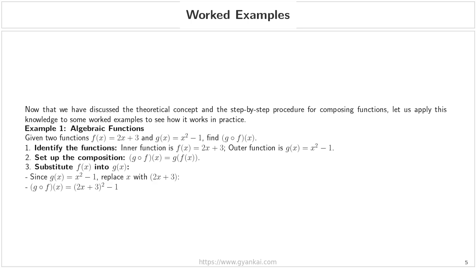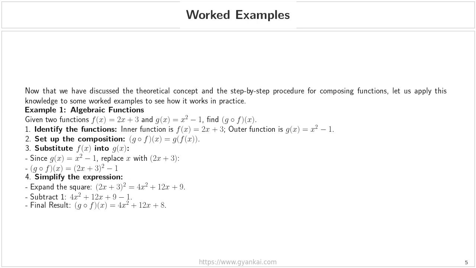Moving to step 3, we perform the substitution. Since the outer function g of x is x squared minus 1, we replace every instance of x in that expression with the entire expression for f of x. This gives us the quantity 2x plus 3 squared minus 1. Please notice how I used parentheses here. As we will see in the next slide, forgetting these is a very common mistake.